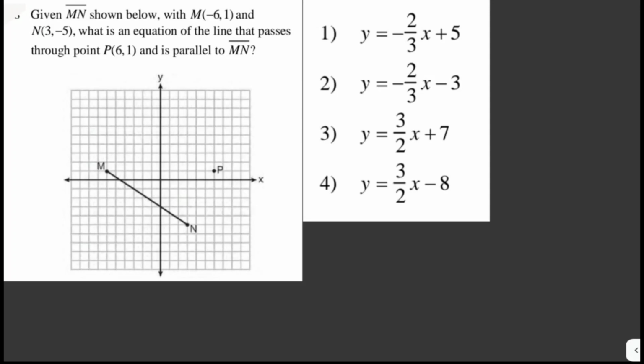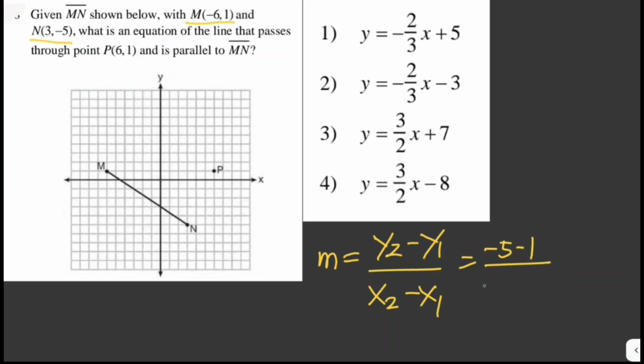When two lines are parallel, then that means their slopes are equal. So let's solve for the slope of MN first, so we can write the equation of the second line. We can use the slope formula, which is y sub 2 minus y sub 1 over x sub 2 minus x sub 1. So we just have to plug in the given points M and N. That would be -5 minus 1, and then 3 minus -6.